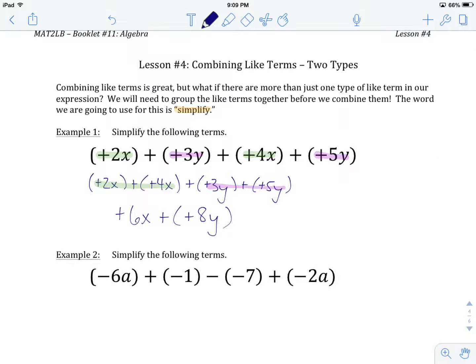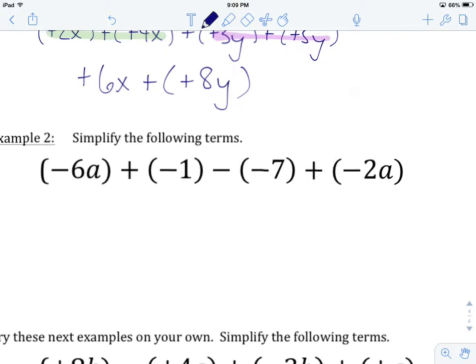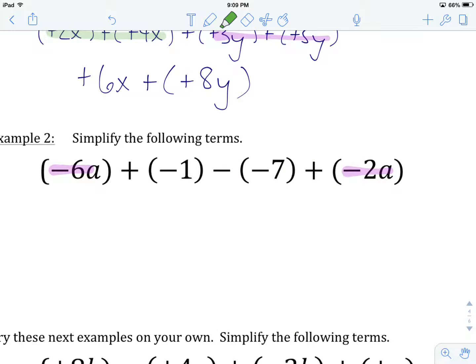So let's look at that same set again in example number 2. Simplify the following terms. So what I want to do is look down the line of my expression and see which terms I have that are alike. So I am going to see a negative 6a here at the beginning. I'm going to look down the line for other terms that have a raised to the exponent 1, and there's one right at the end. A negative 2a, and I don't see anything else like that, so I am going to look to my next term, which is a negative 1. So it doesn't have a variable at all. That's okay. I'm going to look for other terms that don't have variables, and there's another one just after it, a negative 7.